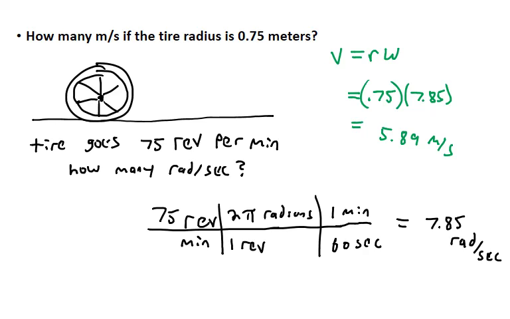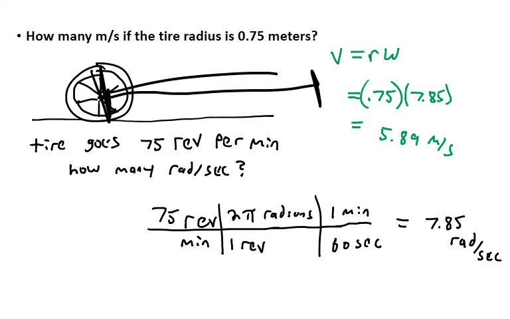All right, so the radius is 0.75. The angular speed is 7.85, so this is going 5.89 meters every second. So in other words, that's how far linearly this is going to go every second.